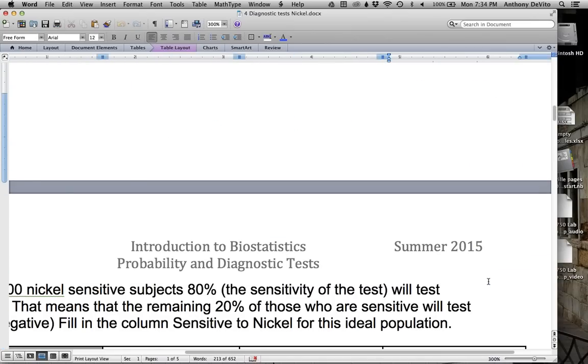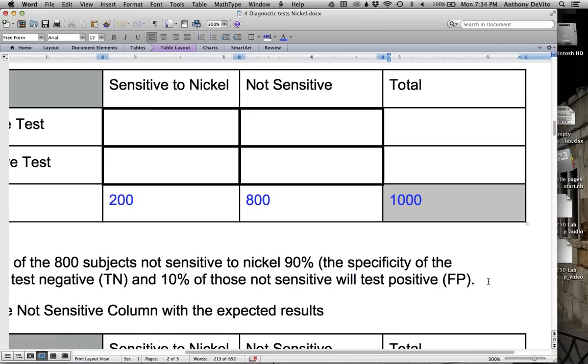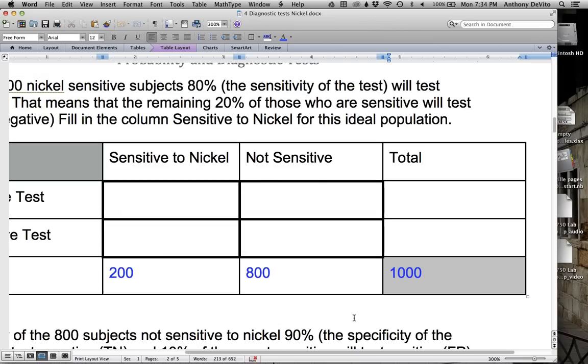20% of the population I would expect to have a nickel sensitivity. And out of those 1,000, I would expect 800 would not. So I already filled it in over here. How many sensitive to nickel? Remember, everybody in that first column are people that have disease, sensitivity to nickel. People in the second column don't have disease. So if we randomly sample 1,000 people, 200 are going to be sensitive to nickel, and the 800 are not going to be sensitive to nickel.